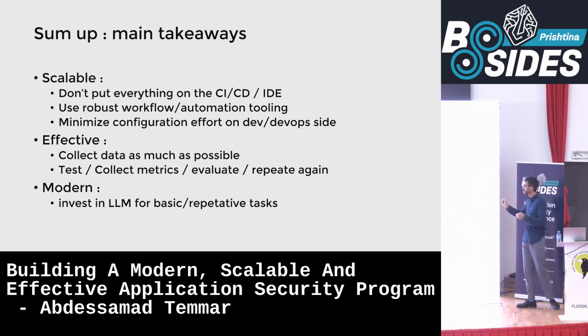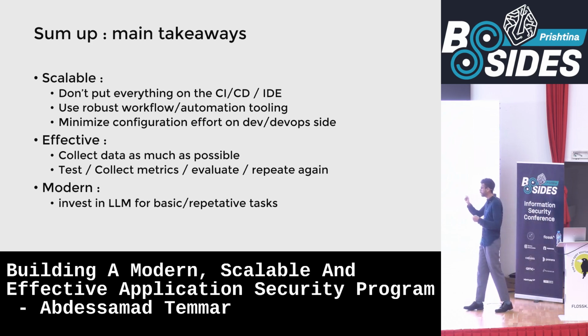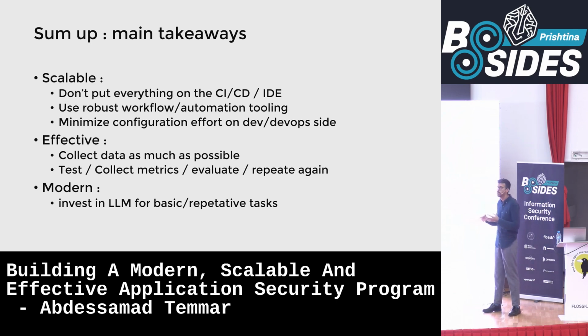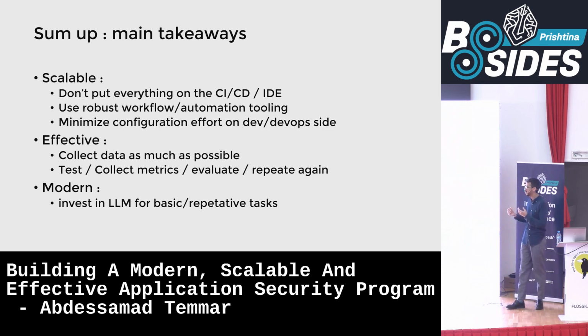Okay, let's do a recap. In order to build a scalable, effective, modern security program, first, regarding the scalable part, I think it's interesting to not put everything on the CI. This will only slow down your process, and it will be difficult to manage. It's better to implement external workflows that will just watch events from your existing dev tools, and then send private security feedback directly to the corresponding team. And this will definitely minimize the configuration effort on the dev team side.